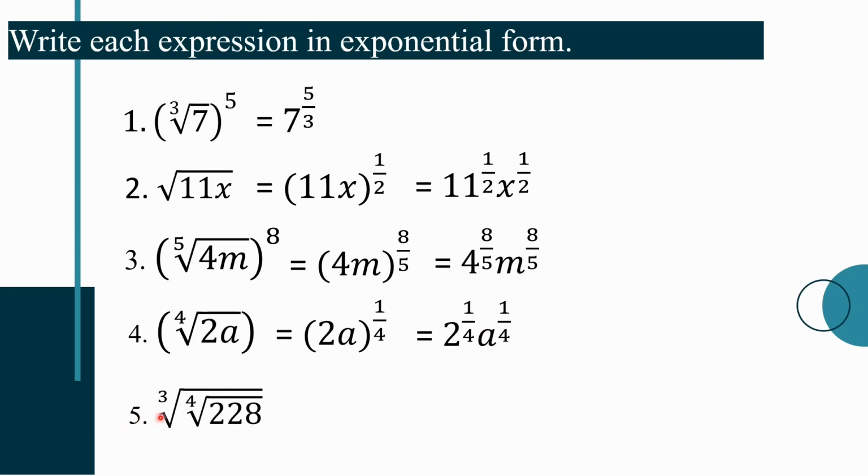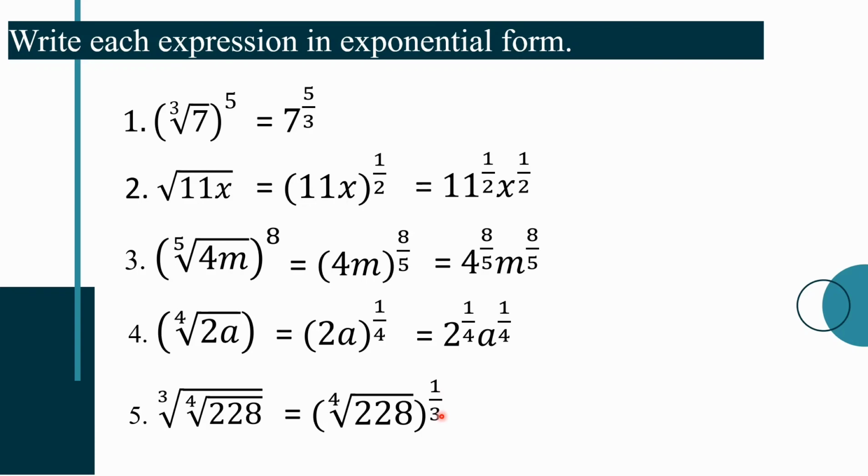Let us have number 5. How about this? Cube root of fourth root of 228. So, di ba, medyo nakakalito. Pero isa-isahin natin. Unahin natin yung nasa labas. Yung 3, kunin muna natin, yung nasa loob, hayaan natin doon. So, fourth root of 228 raised to the power of 1/3. Tama ba? Kasi ang exponent niya ay 1. And then, yung ating index ay 3. Okay, so we have fourth root of 228 raised to the power of 1/3.